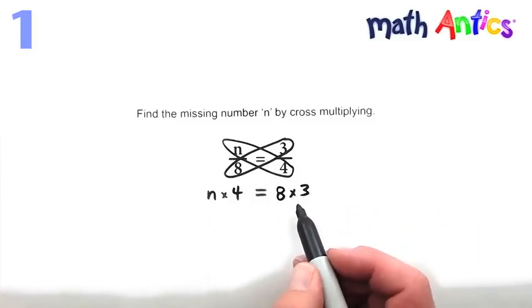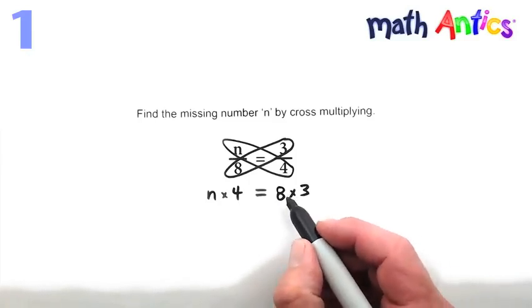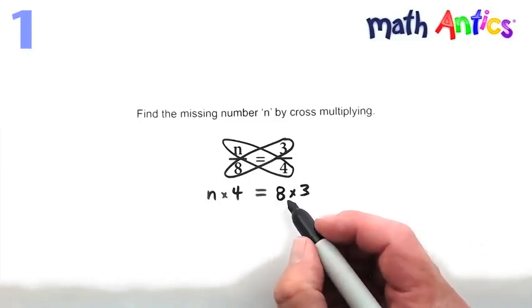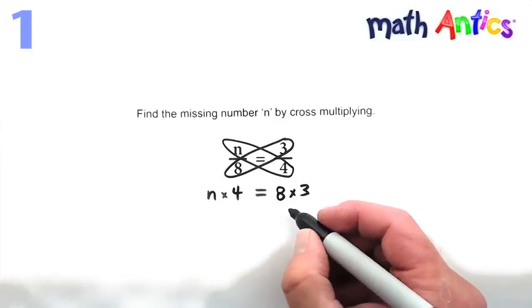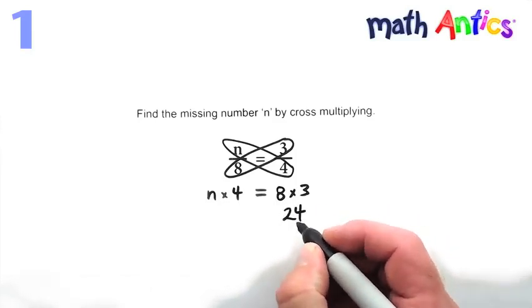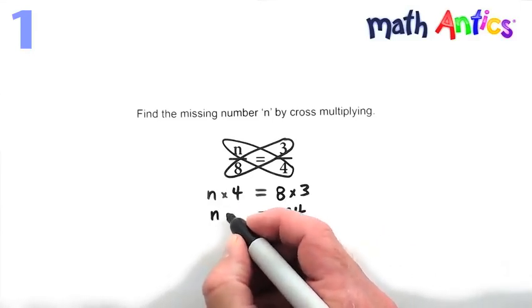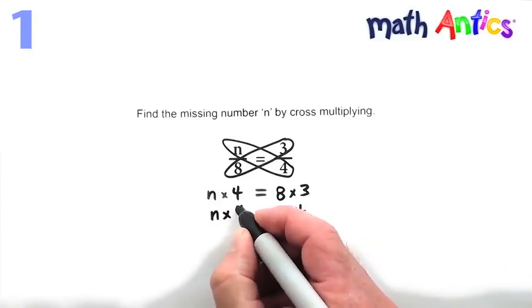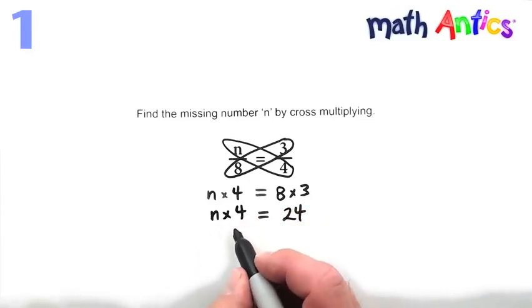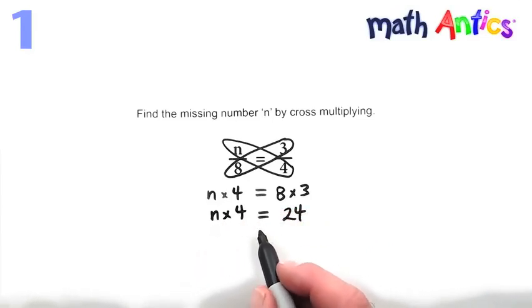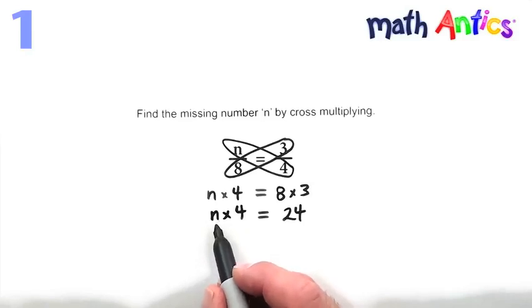We can go ahead and start that by simplifying this side that's just a number times a number, because we can do that easy. 8 times 3 is 24. So that side of the equation becomes very simple. And we still have an n times a 4 on this side. Now, since n is unknown, we can't go ahead and simplify that, but what we need to do instead is get this n all by itself.